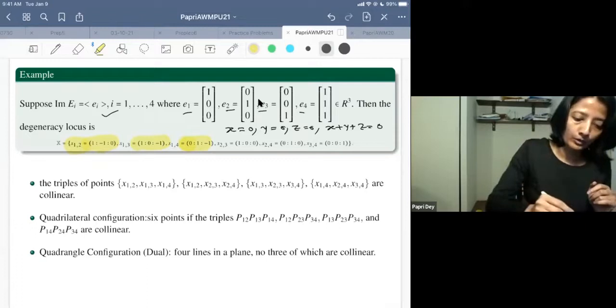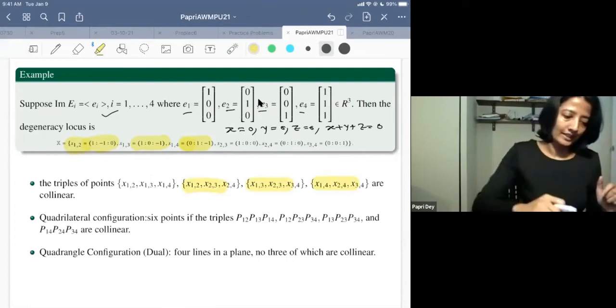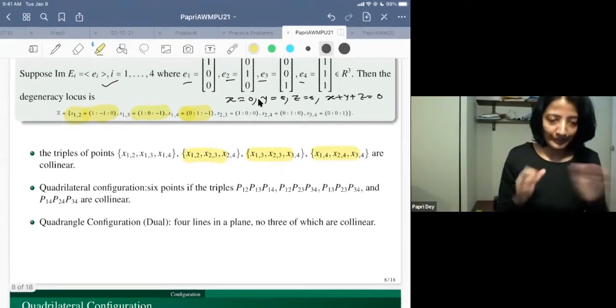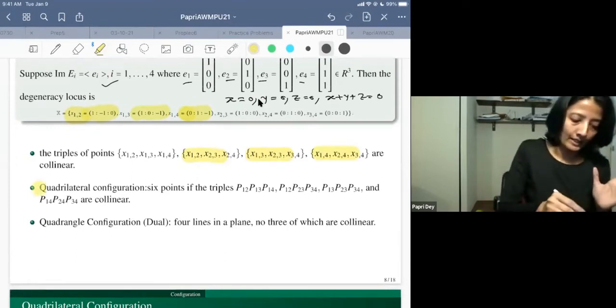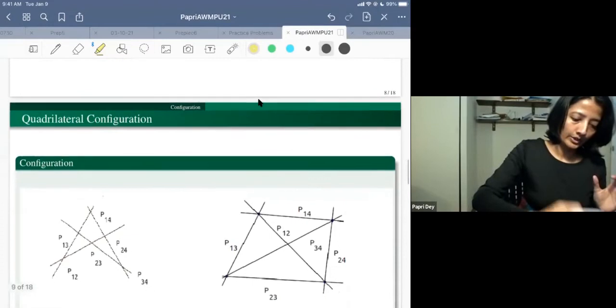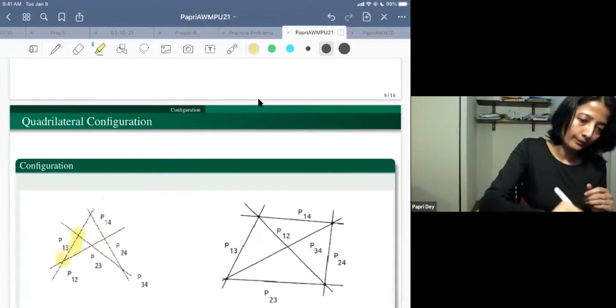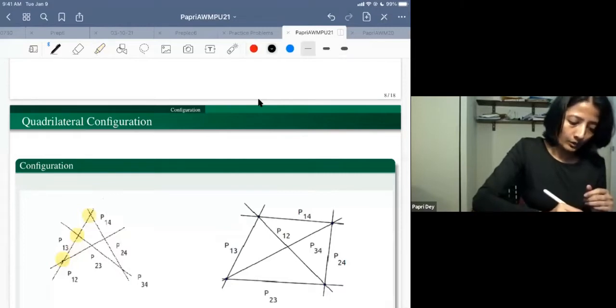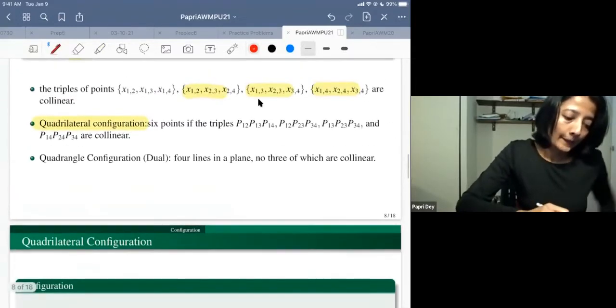Similarly, you have 3 more triples, which form a triad. Now, in incidence geometry, this is known as the quadrilateral configuration. If you have 6 points and 4 triples with a collinear condition, which is shown in this picture, like P12, P13 point and P14, they are collinear here, and P14, P24, and P2, you can see 4 triples are there.